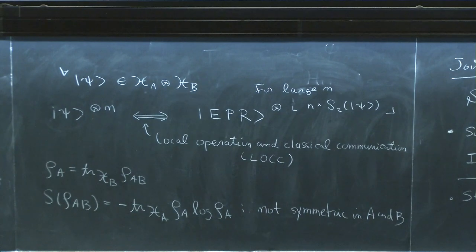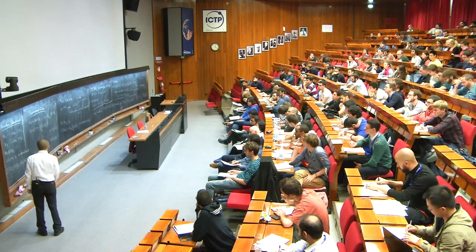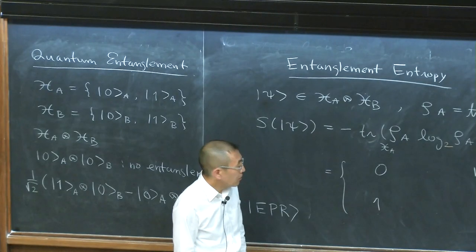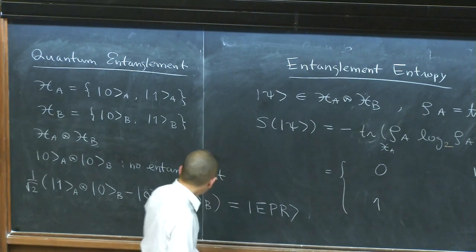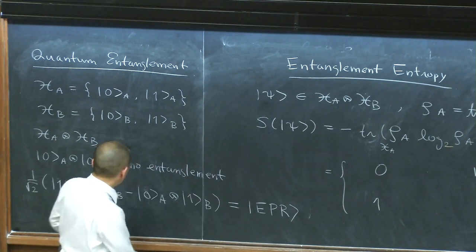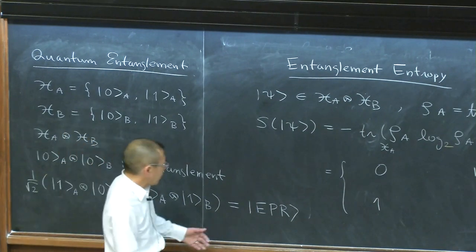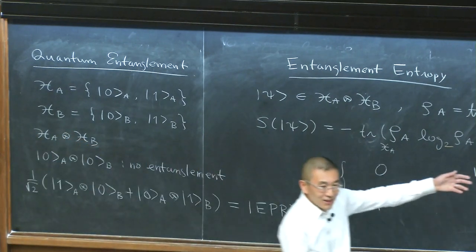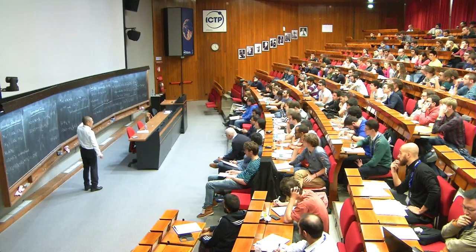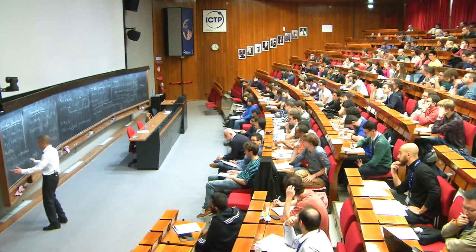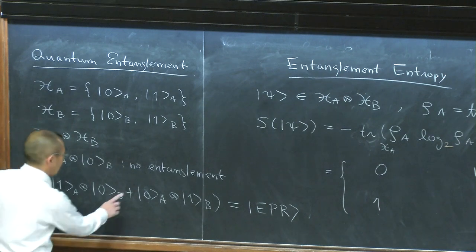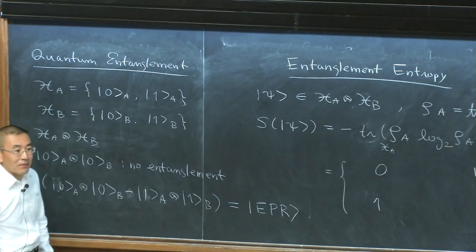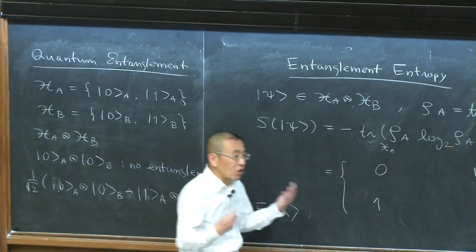Suppose I put the minus here. So this is still one. So this one has the same entanglement entropy as the EPR pair, and so in fact you can rewrite all this by LOCC. So one would consider this as having the same amount of EPR pairs as this or this. They all have the same number of EPR pairs modulo LOCC.